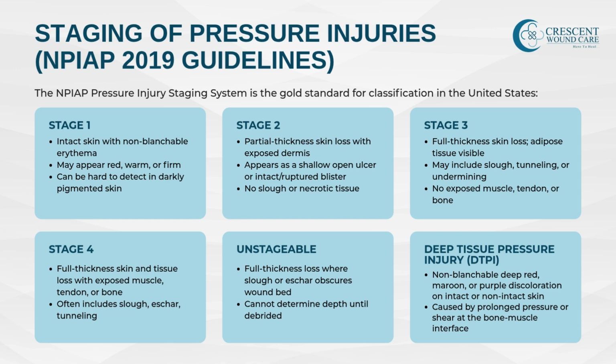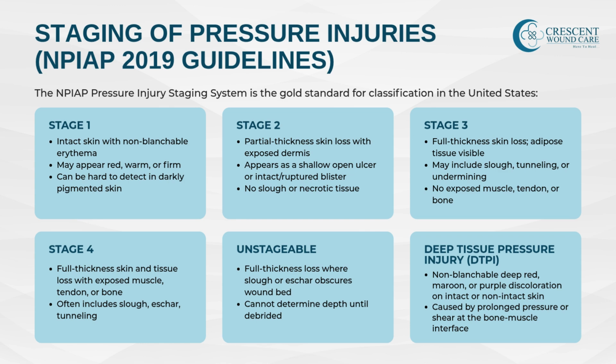Stage 2. Partial thickness skin loss involving the epidermis and/or dermis. Presents as a shallow open ulcer or blister, usually moist and pink-red. Stage 3, full thickness tissue loss with visible subcutaneous fat. No bone, tendon, or muscle exposure. May include tunneling or undermining.